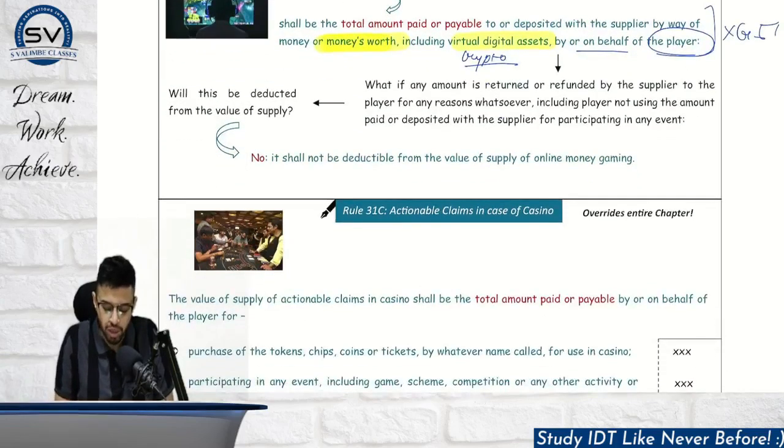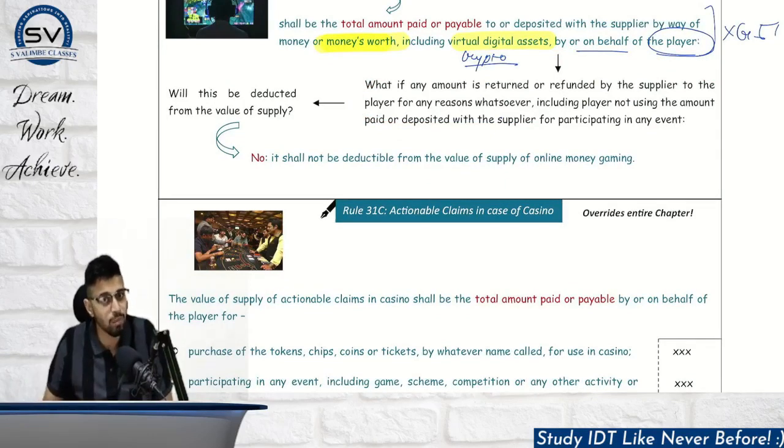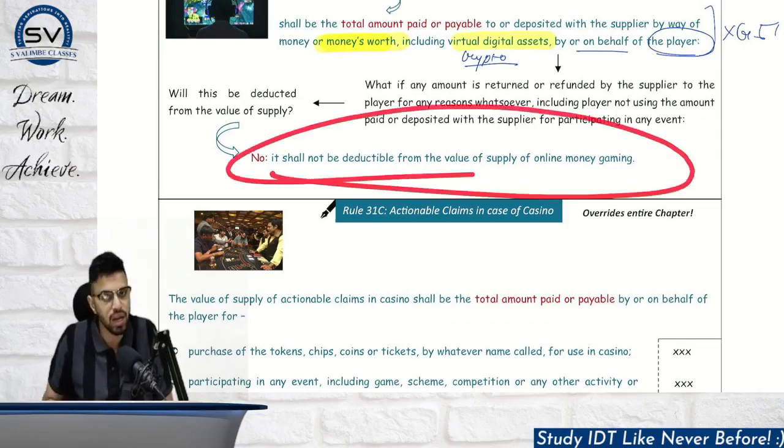Okay, now there is one question: what if any amount is refunded or returned to the player? Let's say I paid rupees 100 and 10 rupees was given back to me. Will that 10 be reduced from the value of supply later? Answer is no. So 100 will be the value of supply. It shall not be deductible.